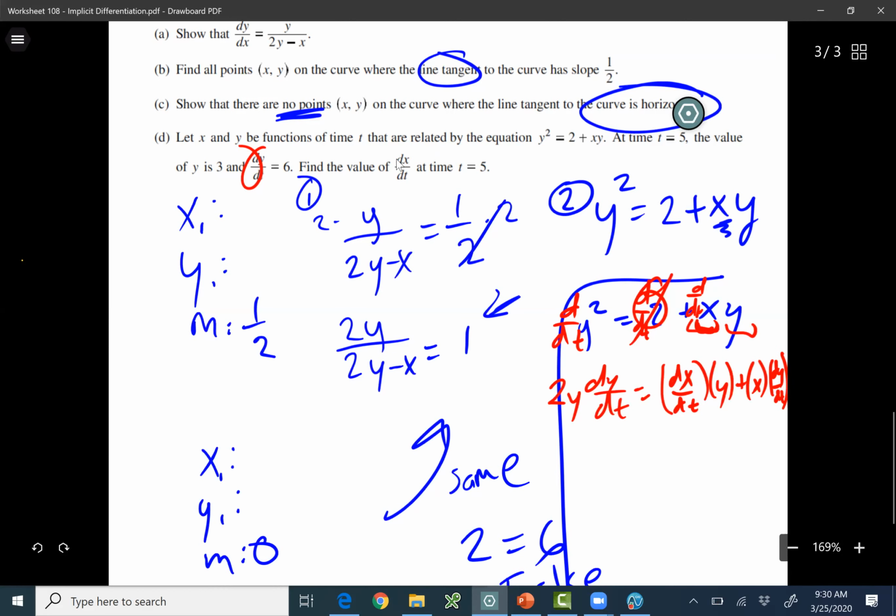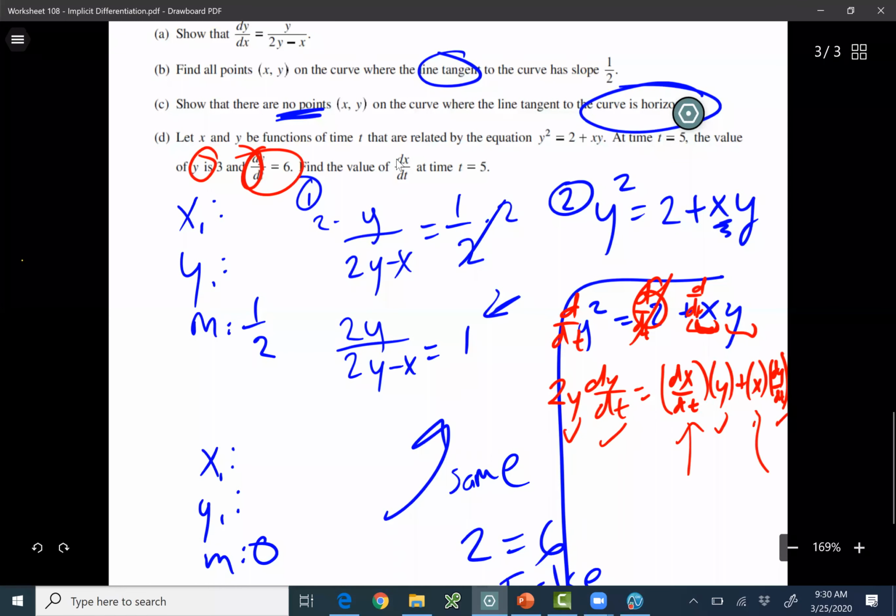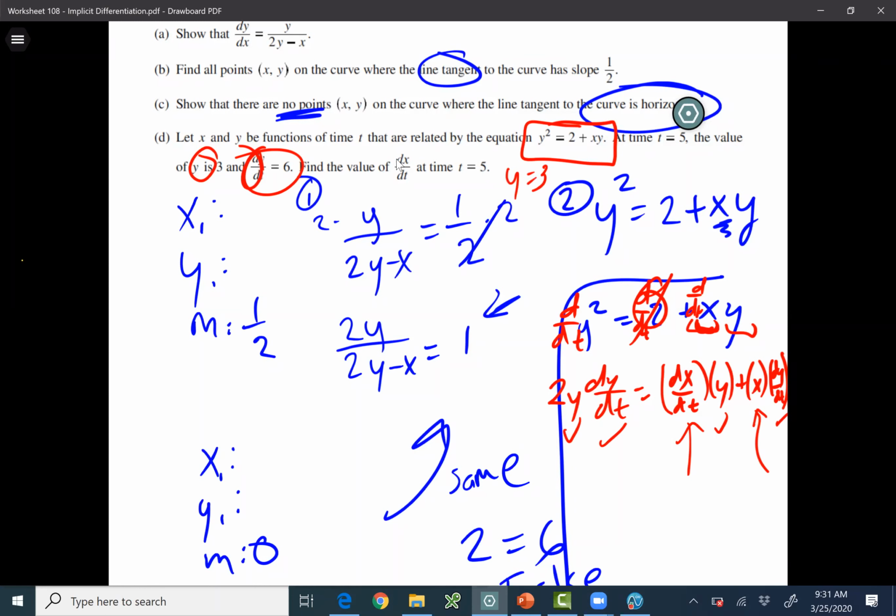I'm not going to finish this one, but they gave us a y value of 3, so we can plug in y. They gave us a dy/dt, so we can plug in dy/dt. We're solving for dx/dt, we can plug in y, we can plug in dy/dt. We need x. So in order to get x, we have an equation, and we know y is equal to 3, so we can solve for x to plug it in. So you're going to plug that in once you solve for it.